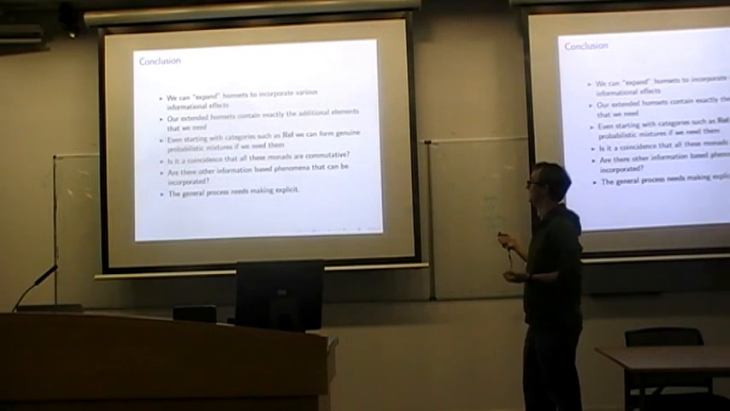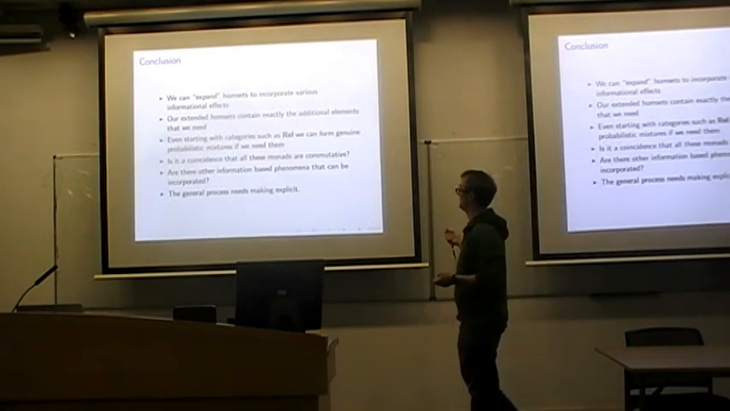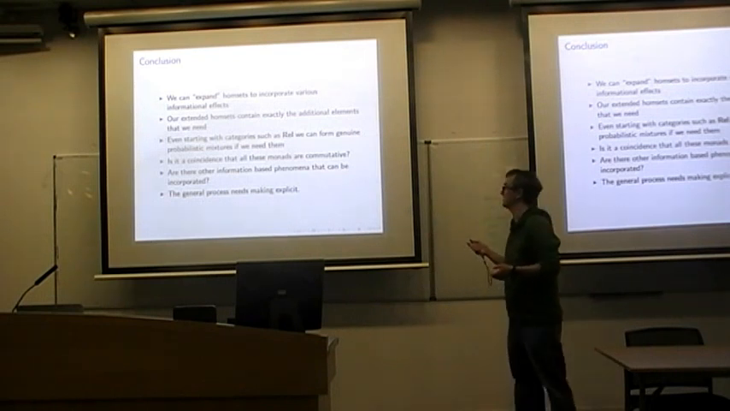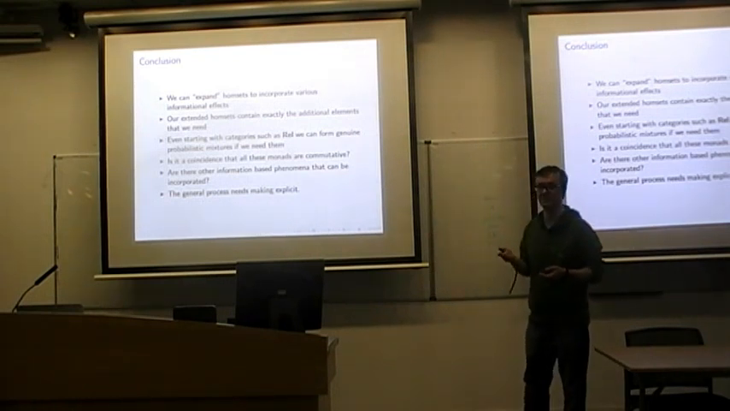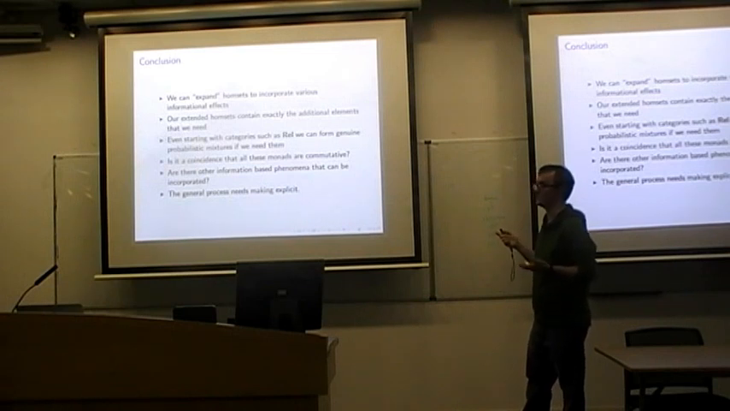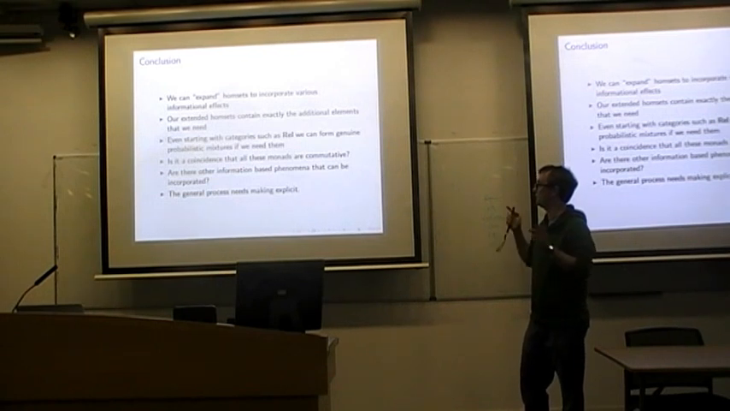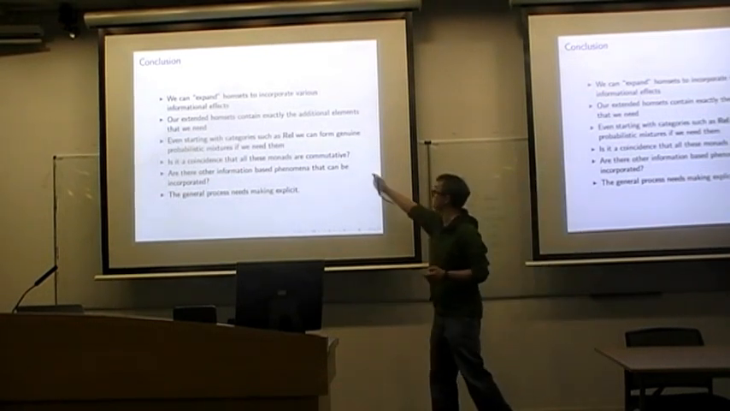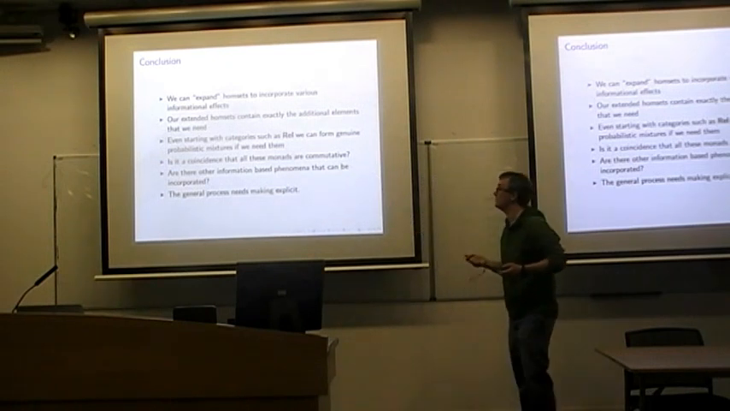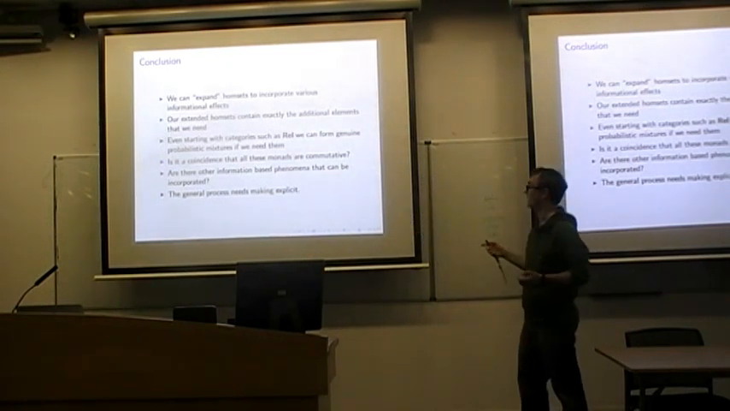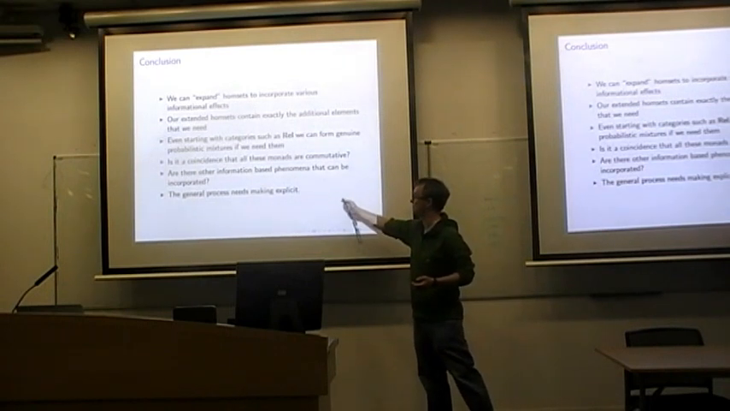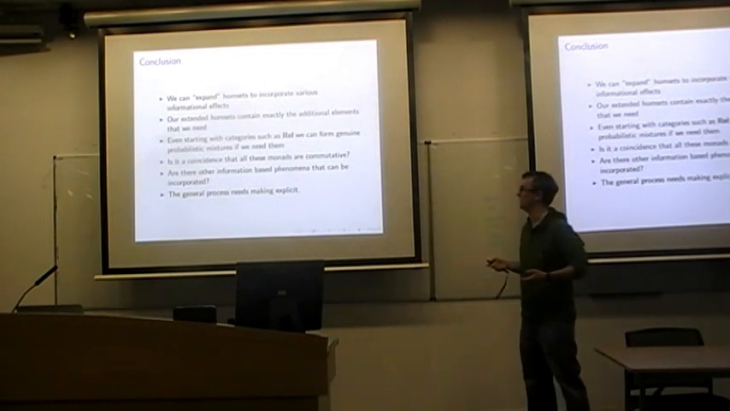And then three little things to do or things to think about. All of the monads that we were interested in are commutative. Is that just luck, or is it something to do with these informational effects? That needs a little bit more pondering, I think. And in particular, are there other phenomena that we can incorporate, and are there phenomena that we might want to incorporate that don't involve commutative monads, because that would mean a change in technical tack. And then finally, there's clearly a general phenomenon here that needs making explicit, and I haven't done that so far, but that's to come shortly, hopefully.